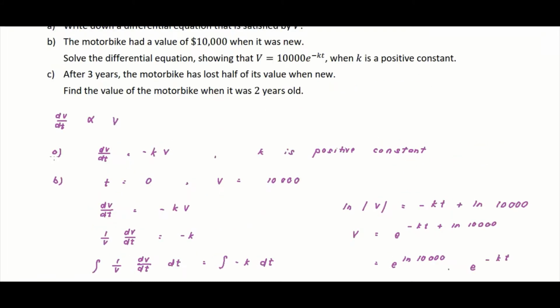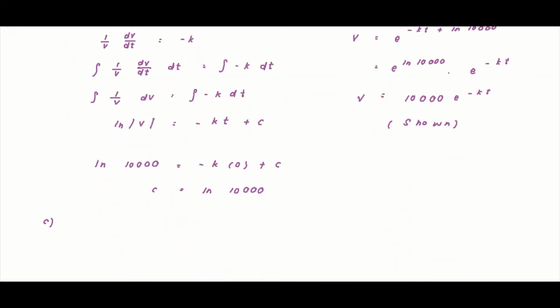Alright, so from the question, after 3 years, the motorbike has lost half of its value when new. So find the value of the motorbike when it was 2 years old. Okay, so you can write down first the information that is given. After 3 years, the motorbike has lost half of its value. So after 3 years, meaning t equals to what?